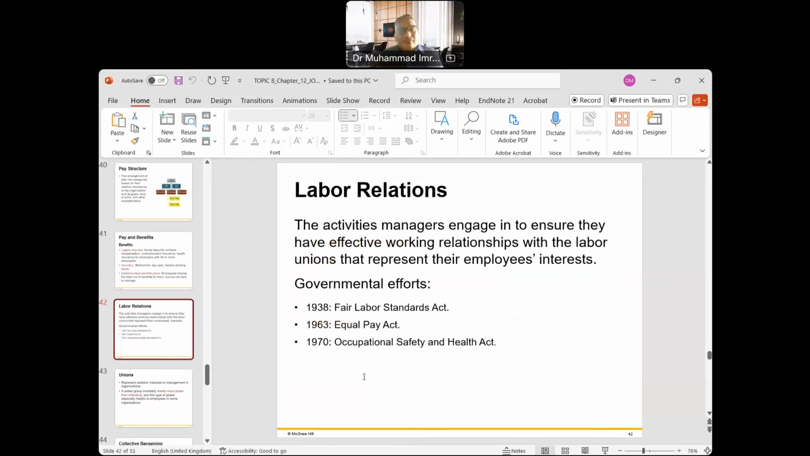Labor relations, the last one. Labor activities that managers engage in ensure they have an effective working relationship with the labor union and represent their employees' interest. Labor relations means the relationship between employees and the management. That is called labor relations. These are some rules, but they all belong to the USA.